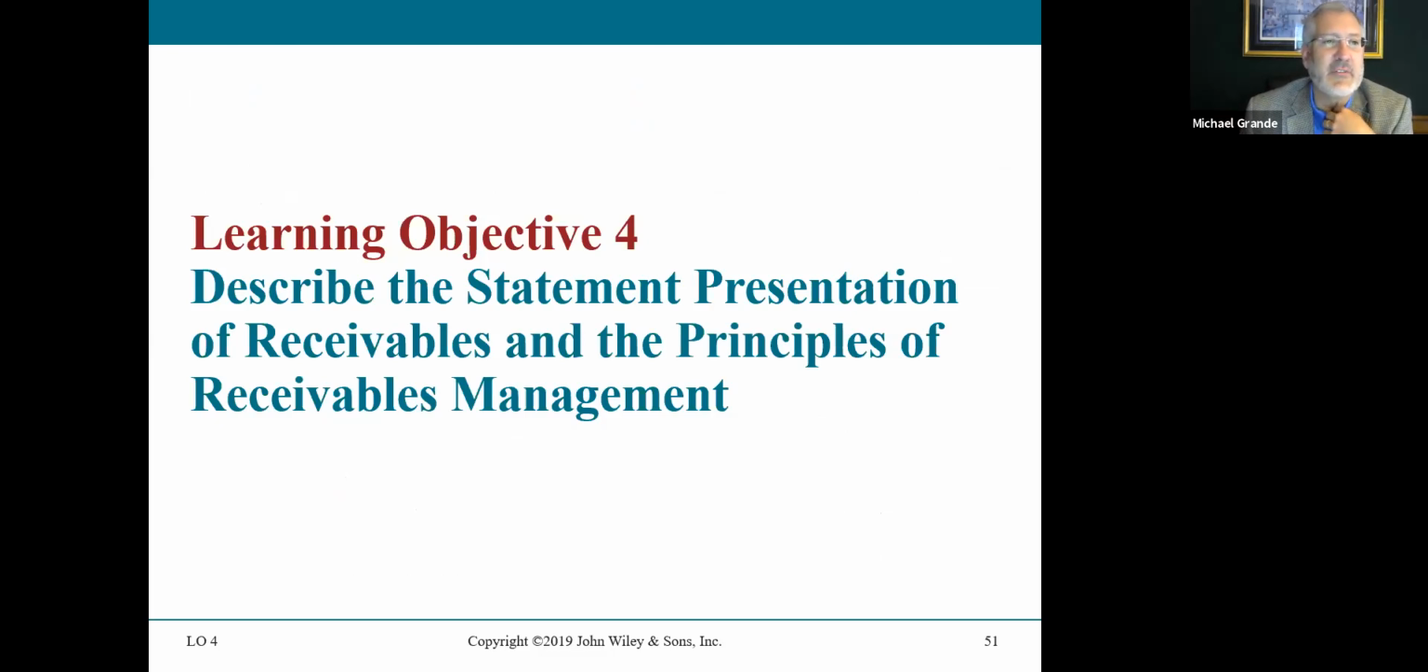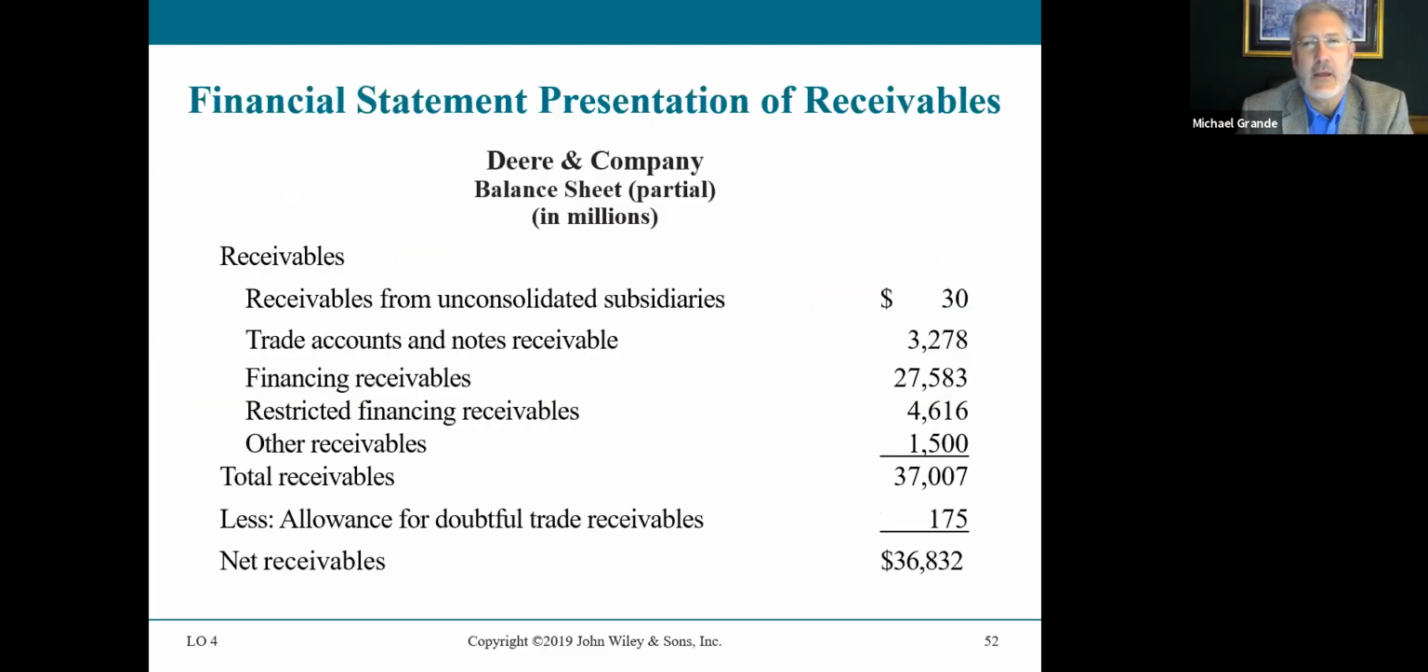Describe the statement presentation of receivables and the principles of receivables management. This is what a receivable section could look like if you have various types of receivables: receivables from unconsolidated subsidiaries, trade accounts receivables, notes receivable, financing receivables. You know, they sell trucks and they have financing plans with notes probably. Restricted financing receivables, other receivables. They have an allowance for doubtful trade receivables, $175. Net receivables, net realizable value.